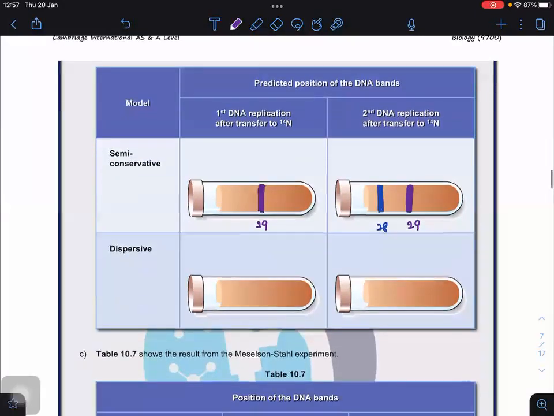Dispersive is the same thing at first, but after that it will become 28.5. So this one is 29, then 28.5, in between 28 and 29. So what I want you guys to do, let me stop recording first.